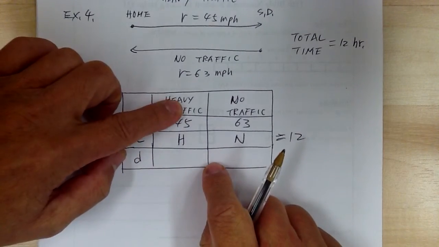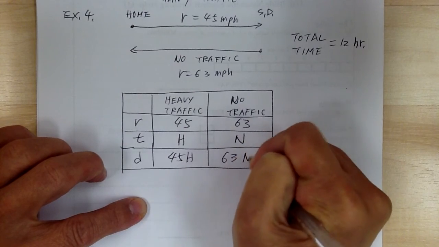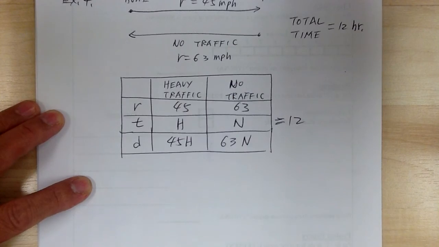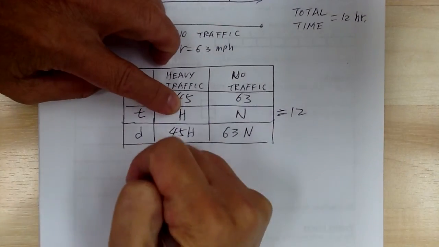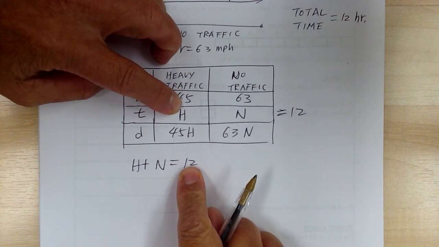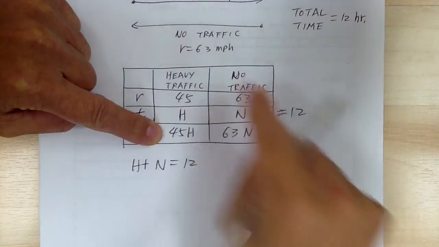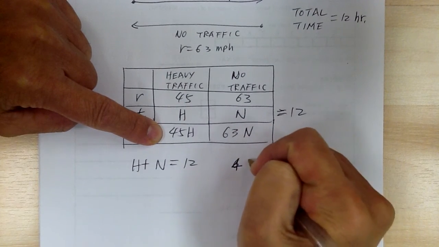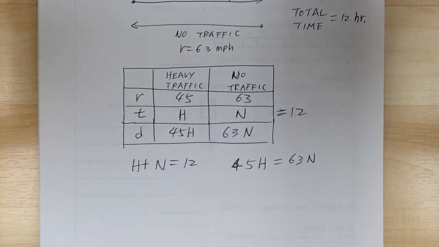Now, next is, again, you always multiply down, right? So you're going to get 45h, 63n. Now you have to write your equation. Now you got two variables, right? So you need to write two equations. The relationship between time is that the time going and the time coming back equal to total of 12 hours. Now you have to look at the distance. Again, you have to think, right? The distance going and distance coming back are what? Equal, right? Because you travel on the same route. So you got 45h equal to 63n.